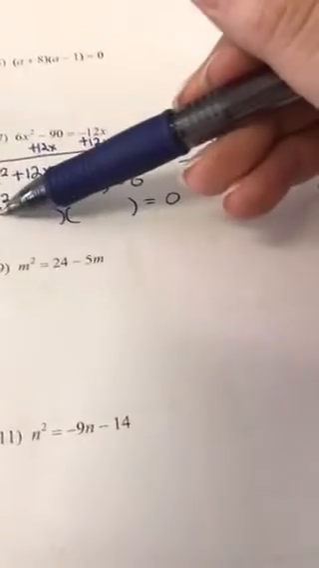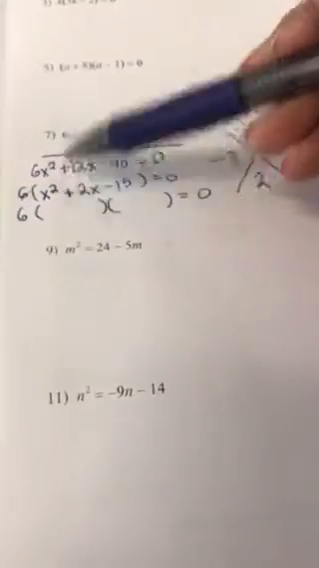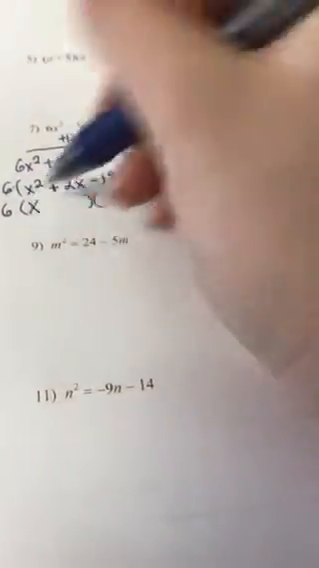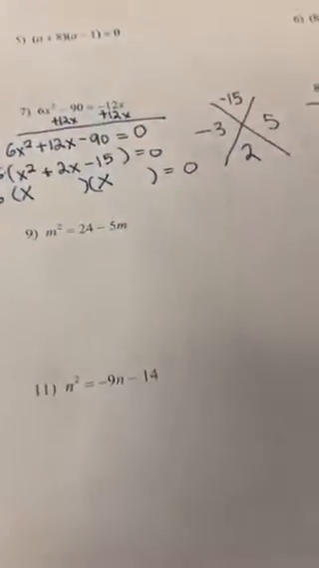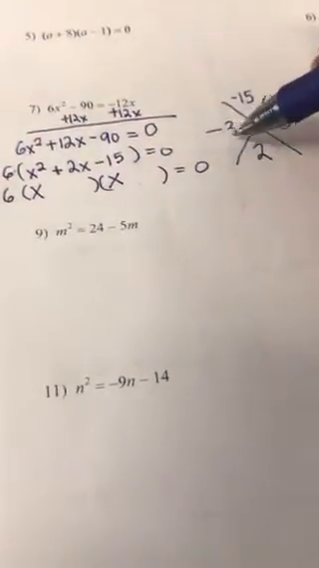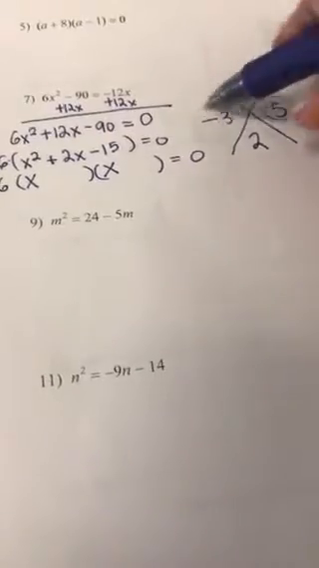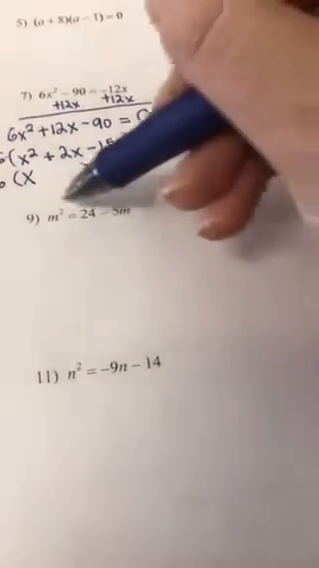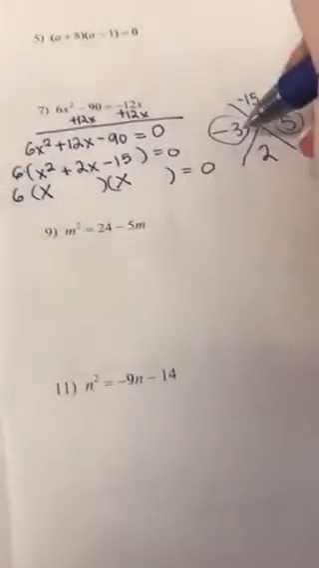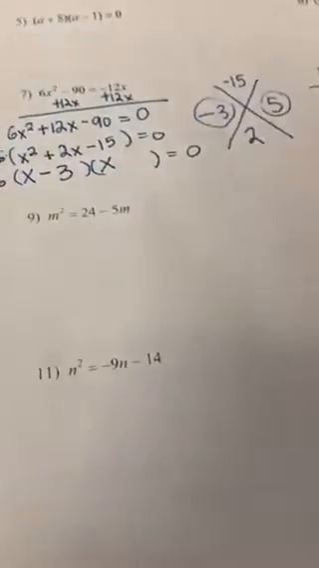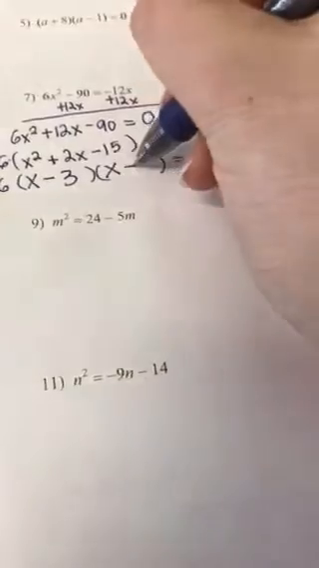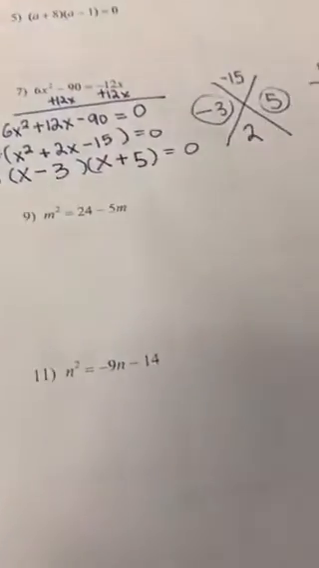Now, because the coefficient of the x squared term is a 1, I'm able to write my first term of each of the binomials as x. X times x is x squared. And I'm going to use the numbers that I have found and literally transfer them into that expression. This is negative 3, so I'm going to rewrite it as x minus 3. Positive 5 will be rewritten as x plus 5.